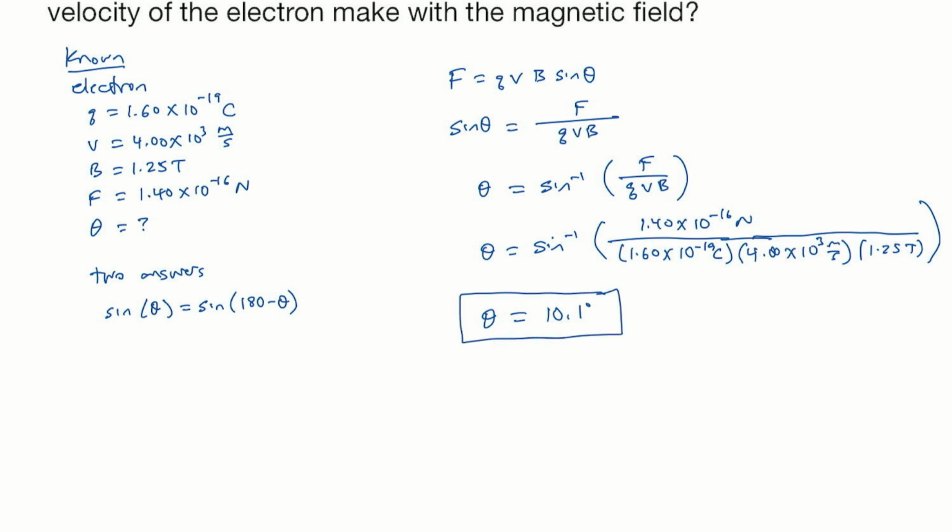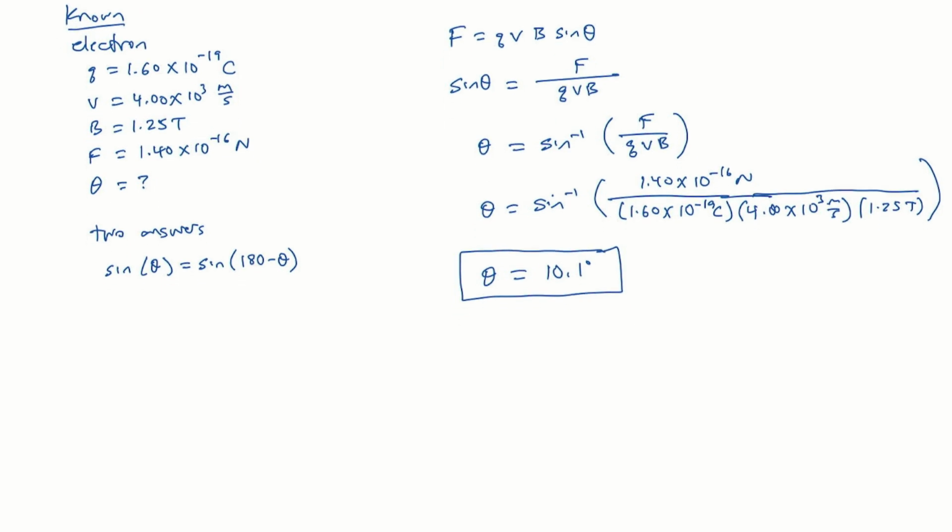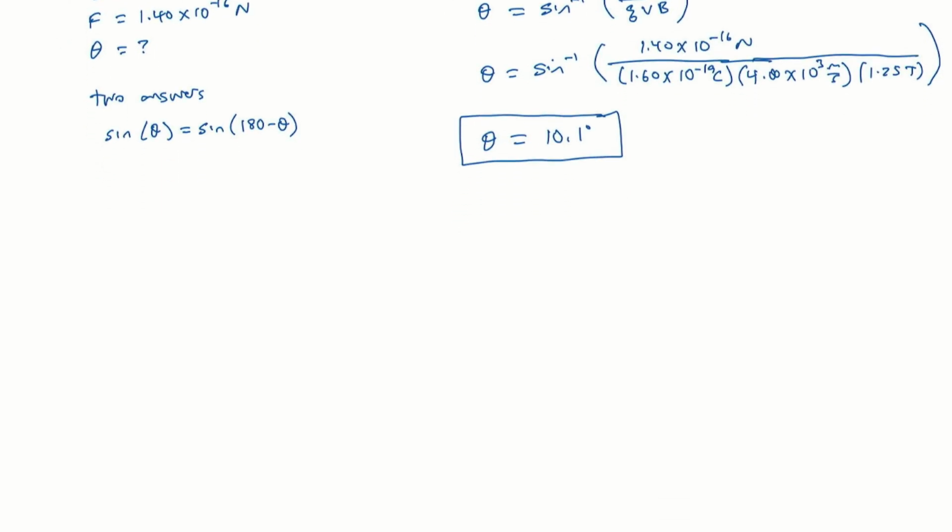Okay, so there's one answer, and we're going to have something to say about this after. The other answer is theta is 180 minus the 10.1 degrees. And so we get 169.9 degrees. Okay, there is a subtlety here. It was an electron, right?